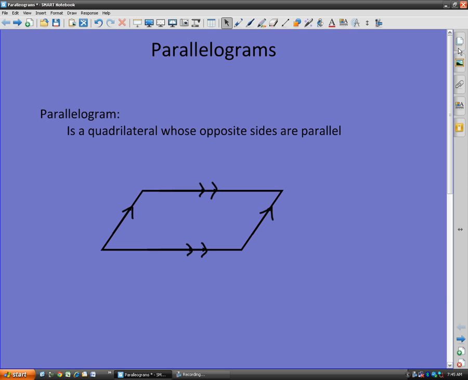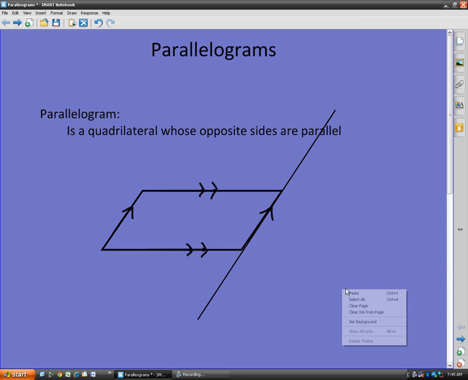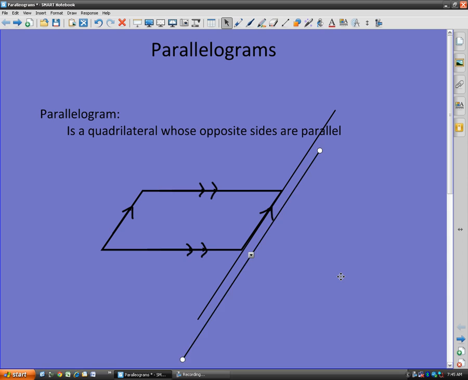What we can do with these is use the properties that we learned in Unit 1 about parallel lines and their transversals to prove things about these parallelograms. So we'll be able to prove things about angles and sides and things like that.